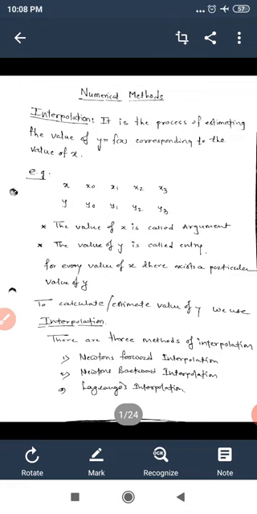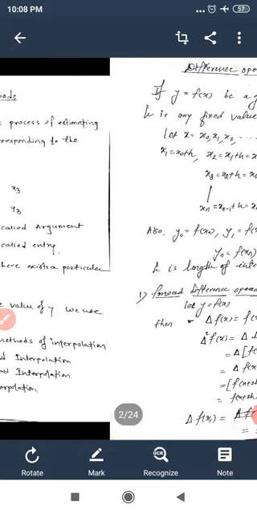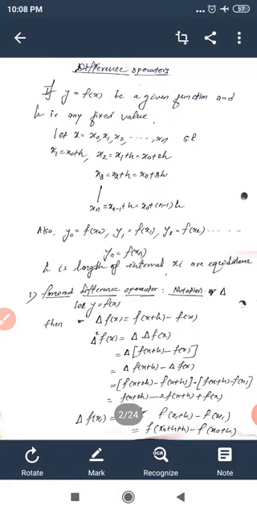In interpolation there are 3 methods. First is Newton's forward interpolation, second Newton's backward interpolation, and third Lagrange interpolation. Actually there are 4 methods. The 4th method is inverse interpolation. Now in this chapter we will discuss only 3 methods. For Newton's forward interpolation and Newton's backward interpolation, we will use the difference table or difference operator.